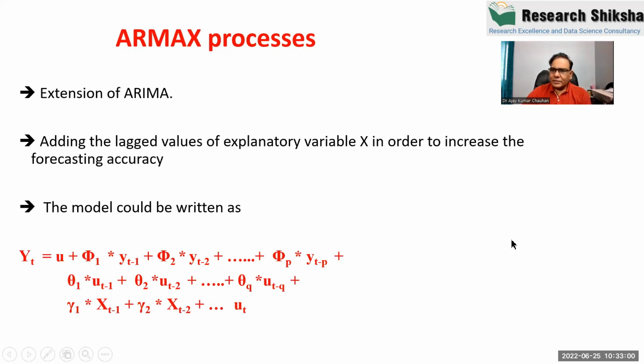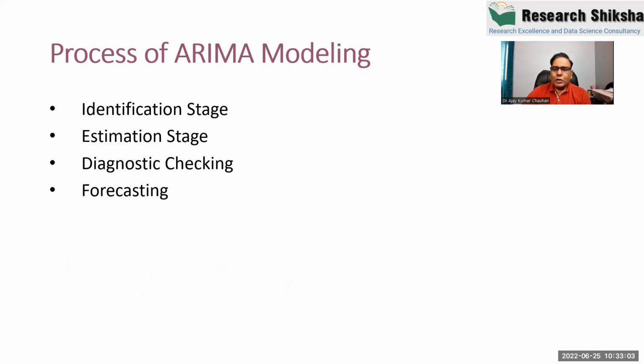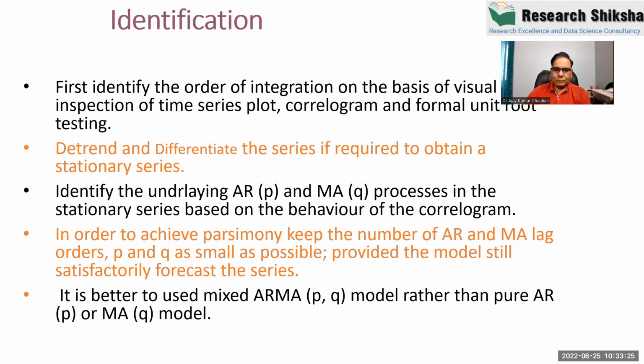Now, how do we proceed in ARIMA forecasting? First of all, we have to identify how many AR terms should be included and how many MA terms should be included. Then we go to the model, then we do some diagnostic testing, and then we go to forecasting. So this is the simple process of ARIMA. The identification step is basically how many AR and MA terms we are going to include. This is called identification.